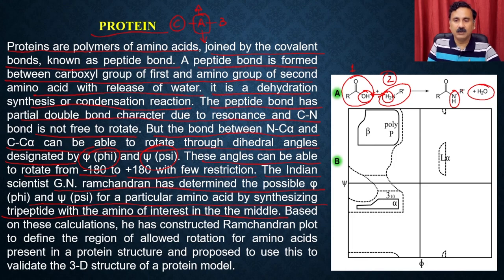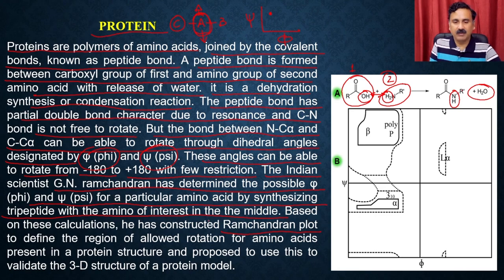And that's how you can make a map of psi versus phi, right? You can calculate how much these psi and phi angles vary under different combinations for the A molecule. So you can say that A will go from this psi angle to this phi angle. Based on that, he developed a map which is called the Ramachandran plot.